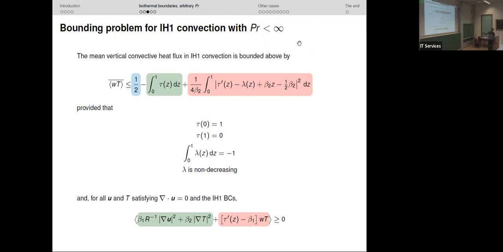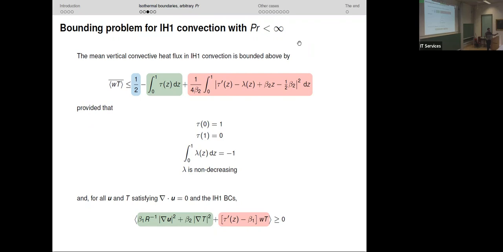So if beta1 is a positive quantity here, we expect tau to increase almost linearly throughout the domain. But this is incompatible with the boundary conditions because we need to go from 1 on the left to 0 on the right, or at the top and the bottom. And so as a function of z, tau on average needs to decrease.